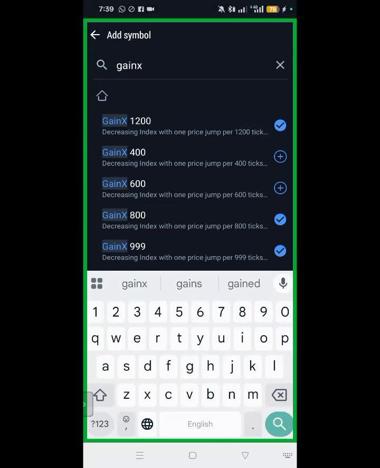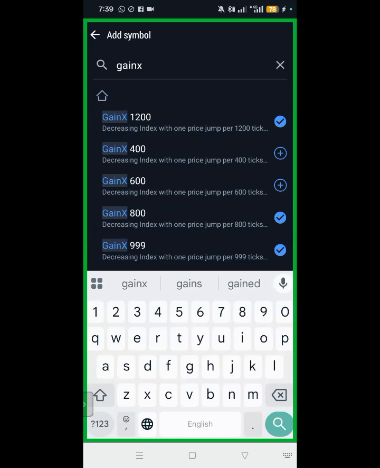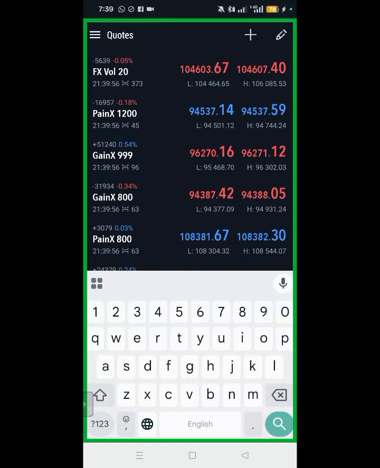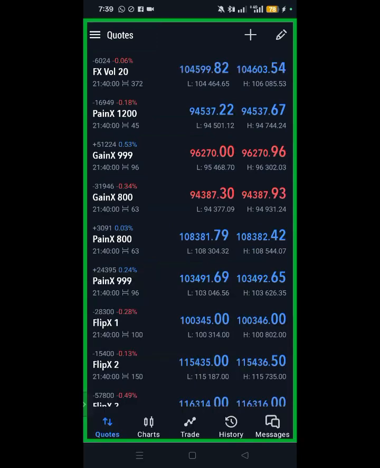The reason why we don't choose other gain and pain like 400, 600 is that they are very volatile. They spike more frequently. We don't want to pick something that spikes too frequently like that, at least for beginners. But for advanced classes, you can actually do that.